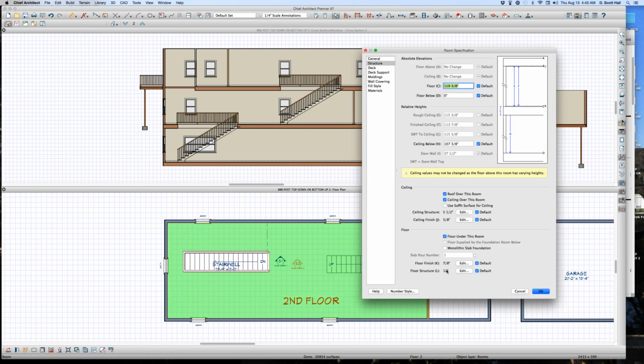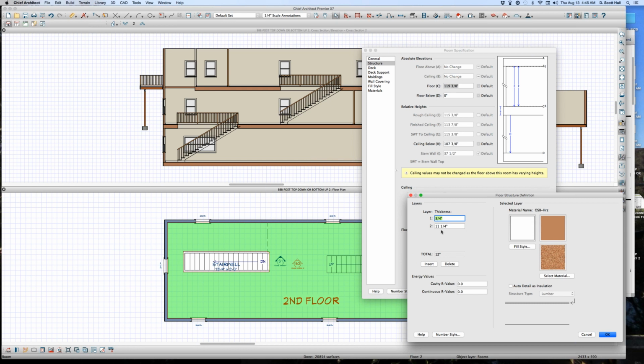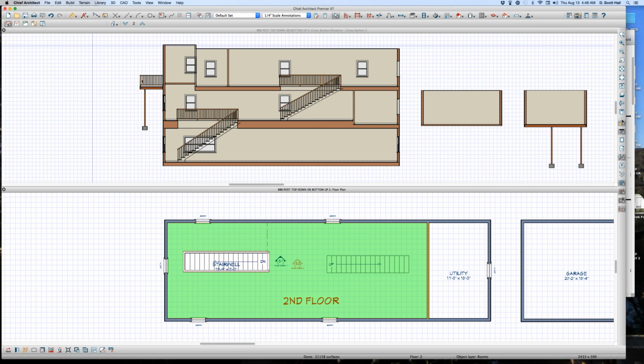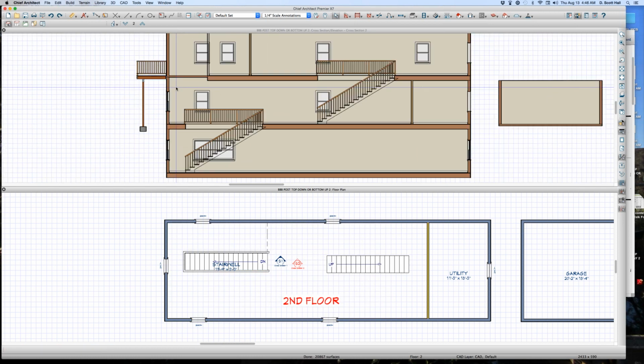I'm going to change this to floor structure 11, add 12 to it, 23. You see that? That room on the far left went up. Why didn't they all go up? I don't know, but just that room did. Control Z. And by the way, I'm back to square one.